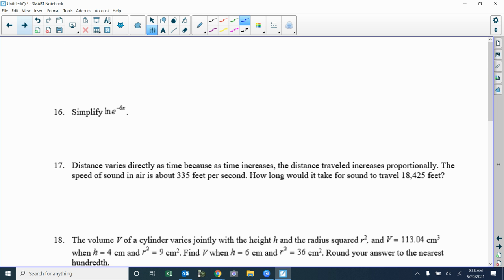Number 16, simplify. Well, we have ln of e, we can bring that out, it'd be negative 6x ln e. Anybody remember what ln e is equal to? It is 1. Okay, so this thing really just simplifies to what? Negative 6x.